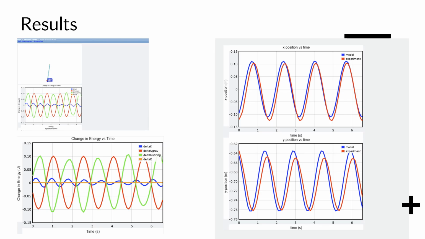Each one of these graphs is important for the code and tells us a different thing about our model. In the bottom, we have the change in energy versus time, and we can see that the change in gravitational energy and the change in spring energy are inverse, and the kinetic energy helps balance it out and make the total energy delta E 0. As we can see, the x position was better modeled by the code than the y position, but both are fairly accurate.